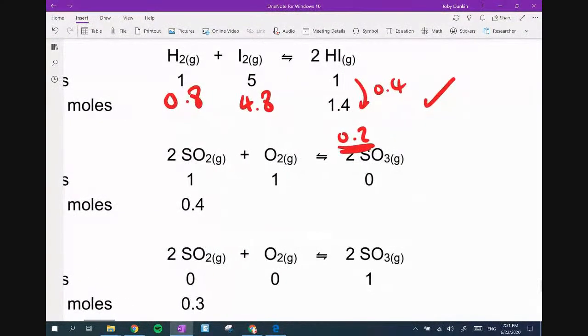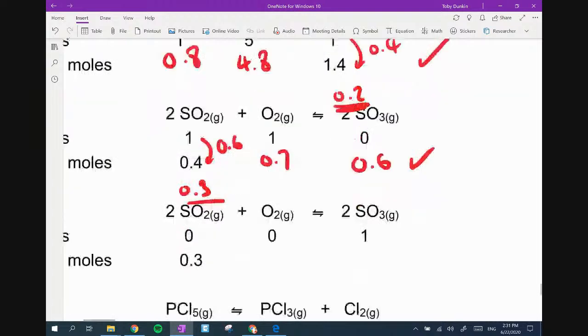Next, this one's gone down by 0.6, which is 2x. So x is 0.3. This one's going to go down by that value, so tick it. This one's going to be up by twice that, 0.6. Tick them if you got them.